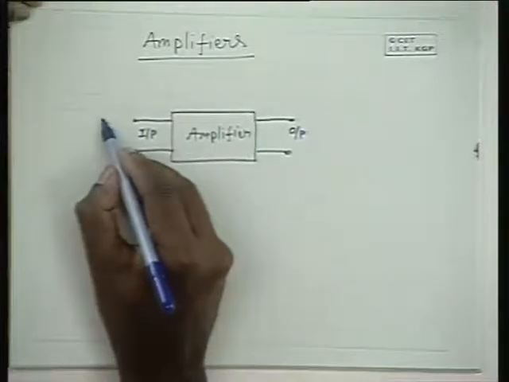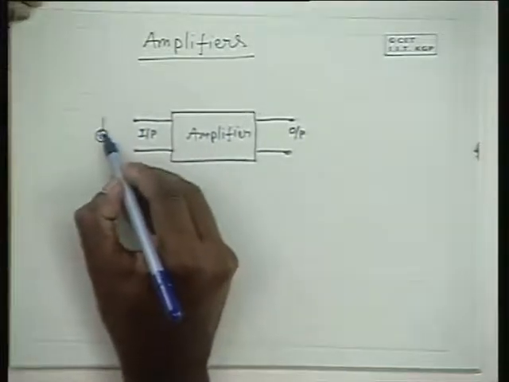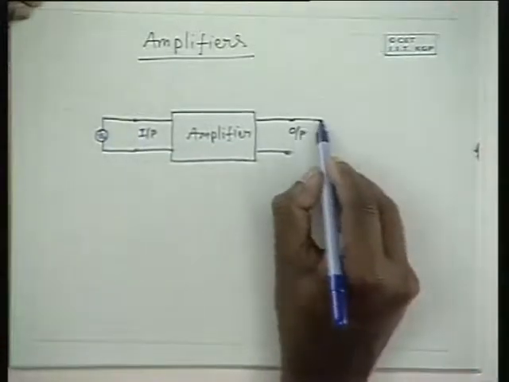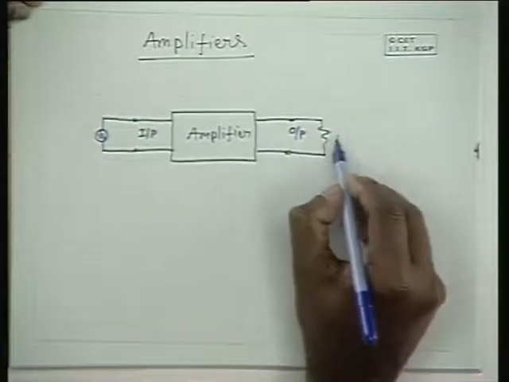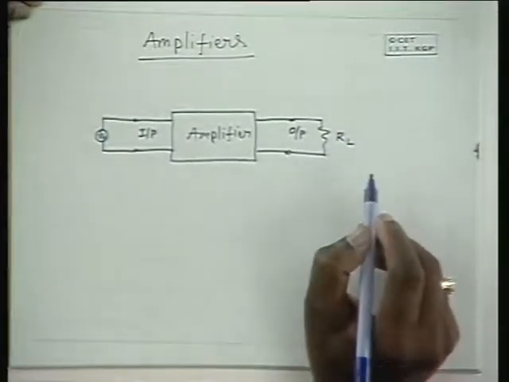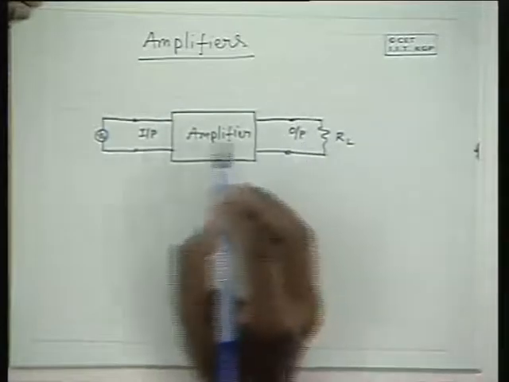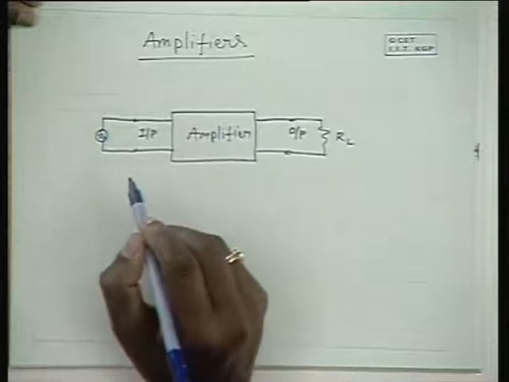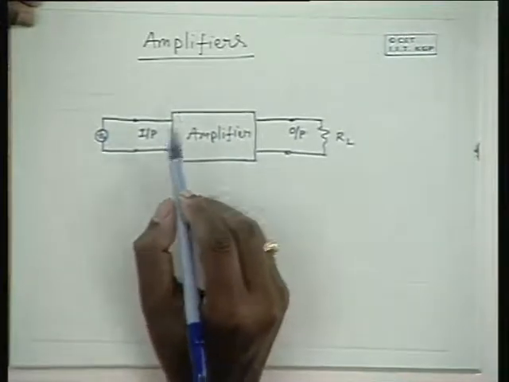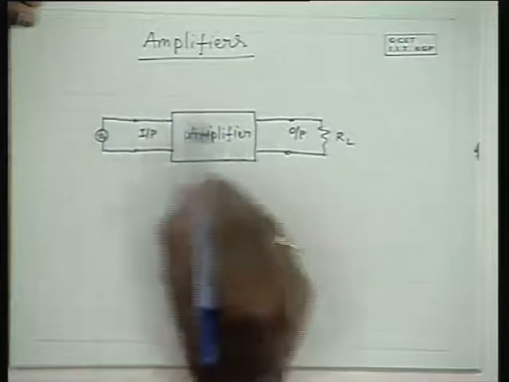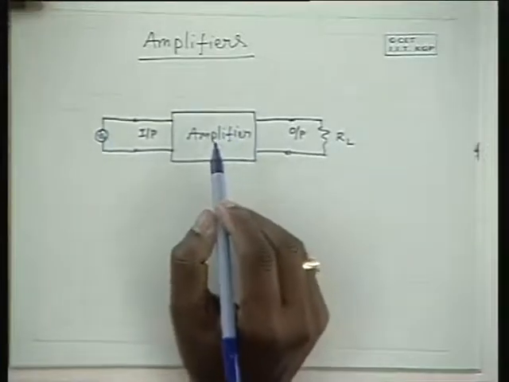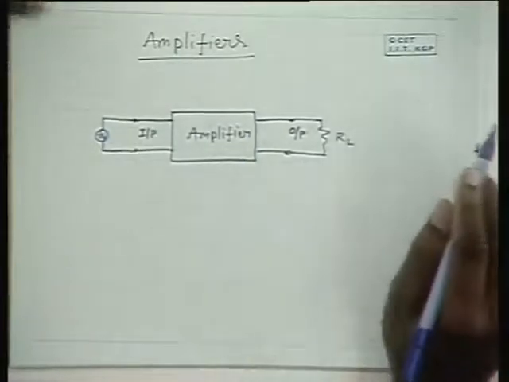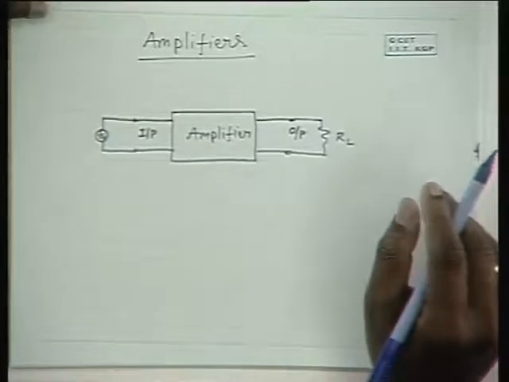To the input port we feed a signal from a signal source, and the output can be used to drive a load resistance RL typically. And as I mentioned, this input signal can be a voltage signal or a current signal. Before going into the details of these amplifiers, let me discuss the classification of the amplifiers. There are different means by which the amplifiers can be classified.